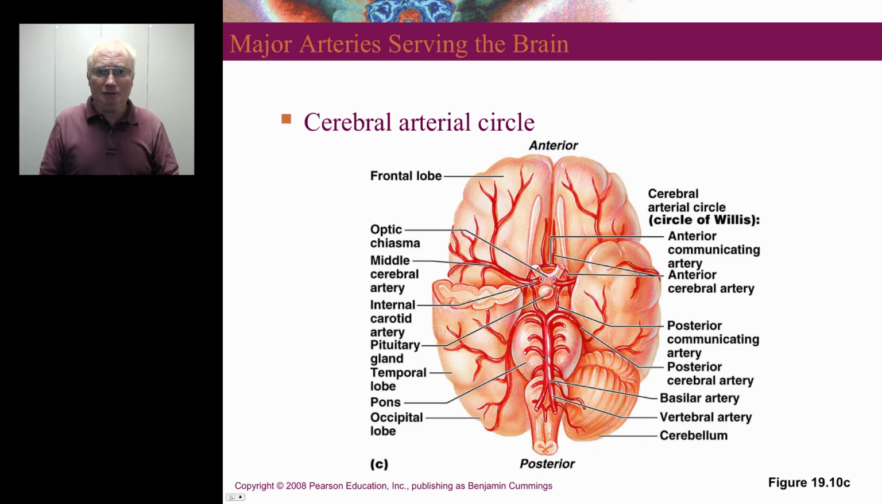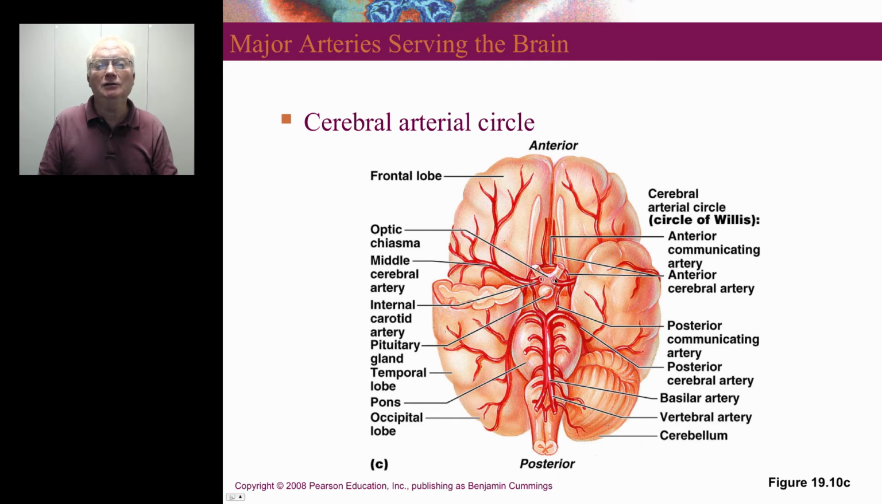And that basilar artery, receiving blood from the right and left vertebral arteries, then joins up with some communicating arteries that form what's called the arterial circle, or the circle of Willis. Here it is. It's the traditional name, the circle of Willis, and it forms a complete circle of anastomosing blood vessels. That allows the blood from the right and left internal carotids and the basilar artery to mix together and supply all parts of the brain.